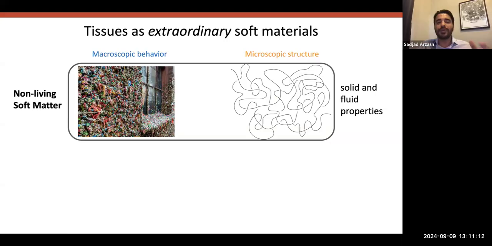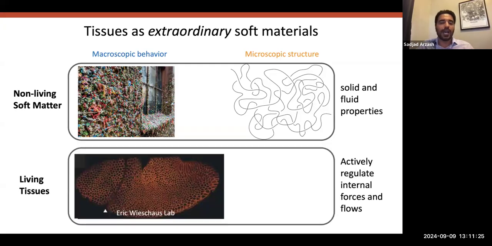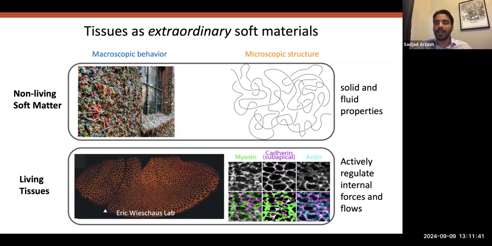And you can tune the properties of the system by playing with the length of this polymer chain, as well as the mesh size of the system and the concentration as well. If we then talk about tissues, the macroscopic properties that we see are basically this large deformation of these cells on the epithelium of this embryo, and this tissue flow. But the microscopic structure is very complex. The microscopic structure is not a simple polymer chain.